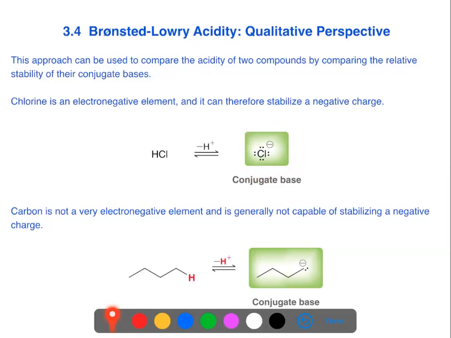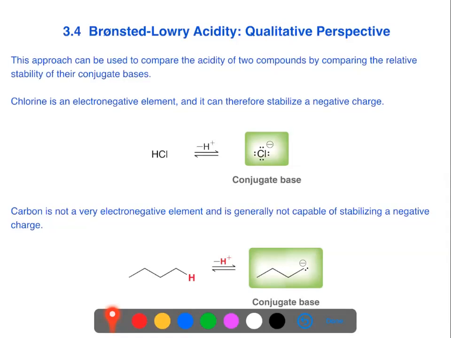As a result, the more stable the conjugate base, we'd expect it to come from a stronger acid. And we know from our previous video that yes, HCl has a pKa well below 0, about -7, whereas the pKa of an alkane is typically around 50. So the relative stability of the conjugate base gives us insight into the relative acidity of the two original compounds that we're comparing.